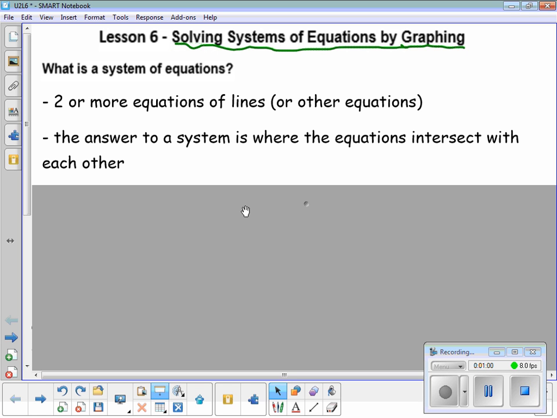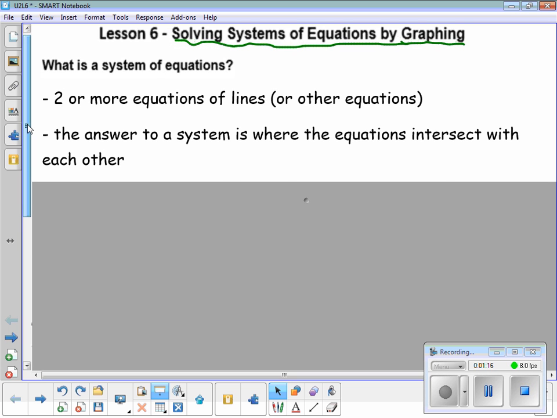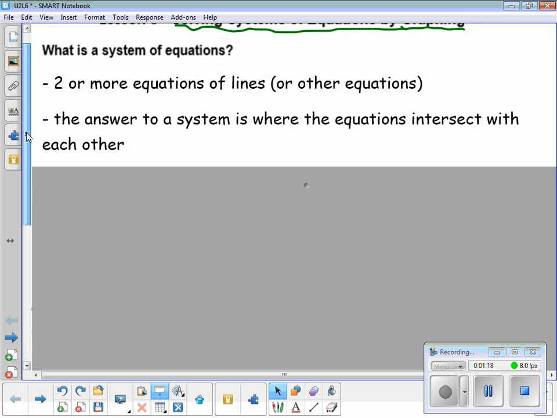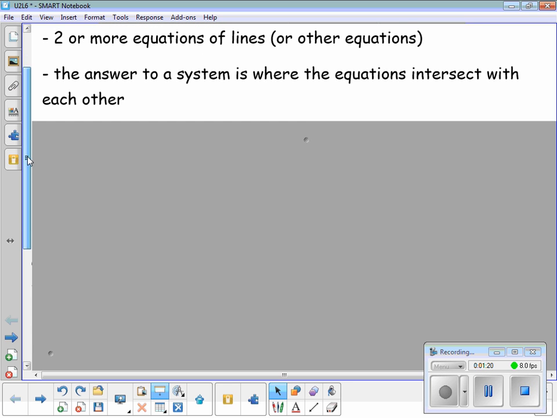Okay, so our purpose of today's lesson is we're going to graph lines and see where they intersect. And where they intersect, if they do, is our answer for today. So let's take a look at a real world question, or as close to the real world as we can get.